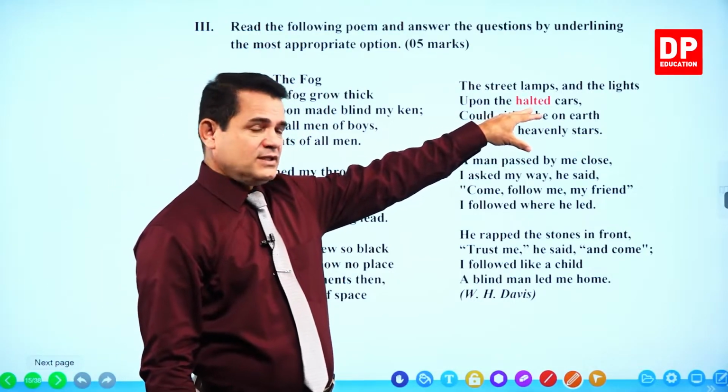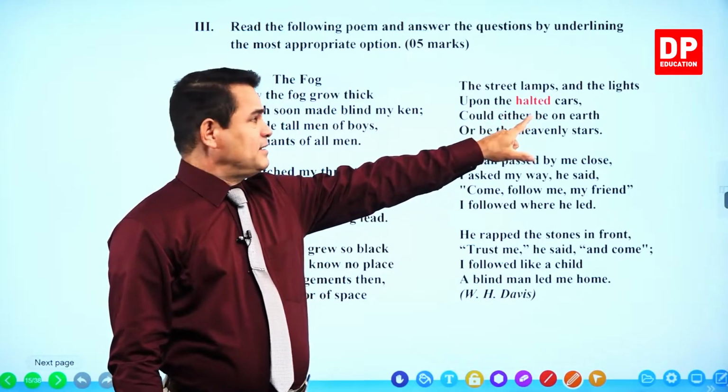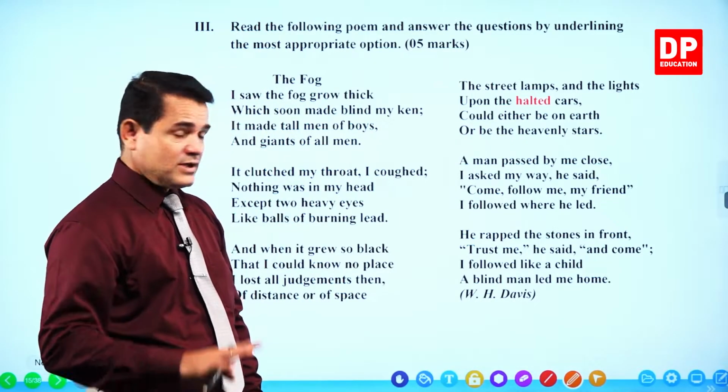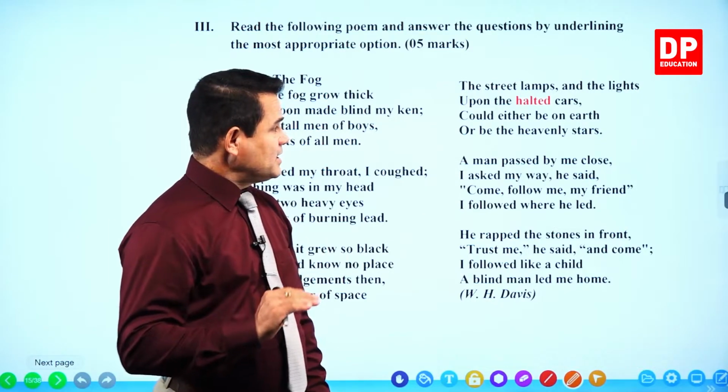It is printed in bold. That means a question is asked here. I have given it in different colors so that it's very clear to you. Then you can understand what this halted cars is.